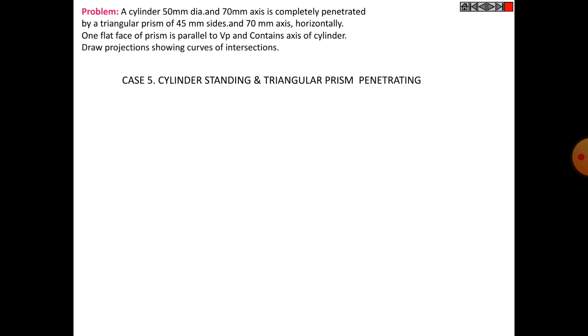Let's see the second problem. A cylinder of 50 diameter and axis 70 is completely penetrated by a triangular prism of 40 side and 70 axis horizontally. One flat face of the prism is parallel to VP and contains the axis of the cylinder. Draw the projection showing curves of intersection. That means the cylinder is standing and the triangular prism is penetrating.